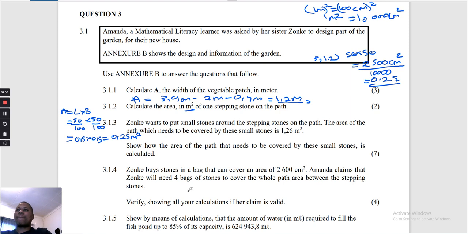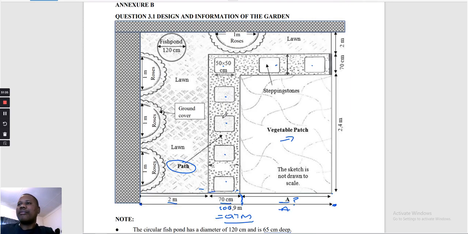Okay. The next question. They say Zonke wants to put small stones around the stepping stone on the path. The area of the path which she needs to be covered by these small stones is 1,26. Show how the area of the path that needs to be covered by these small stones is calculated. Okay, remember the path is here. Only this.